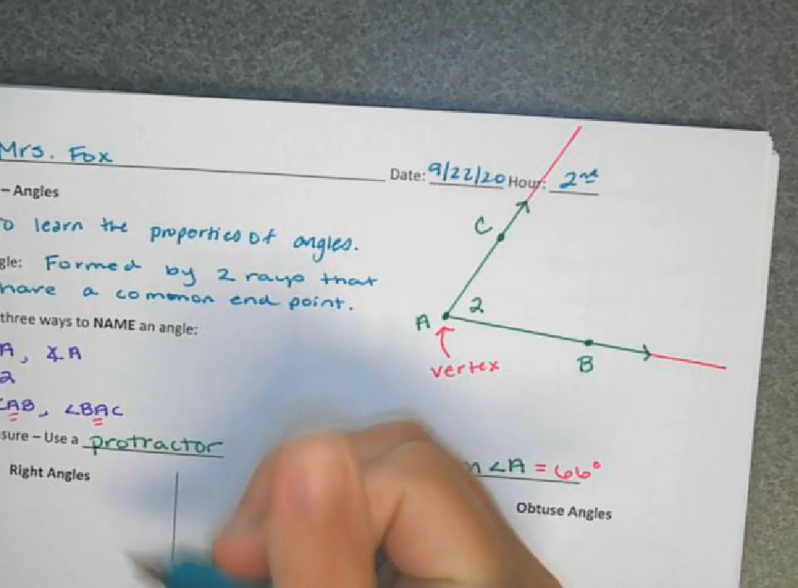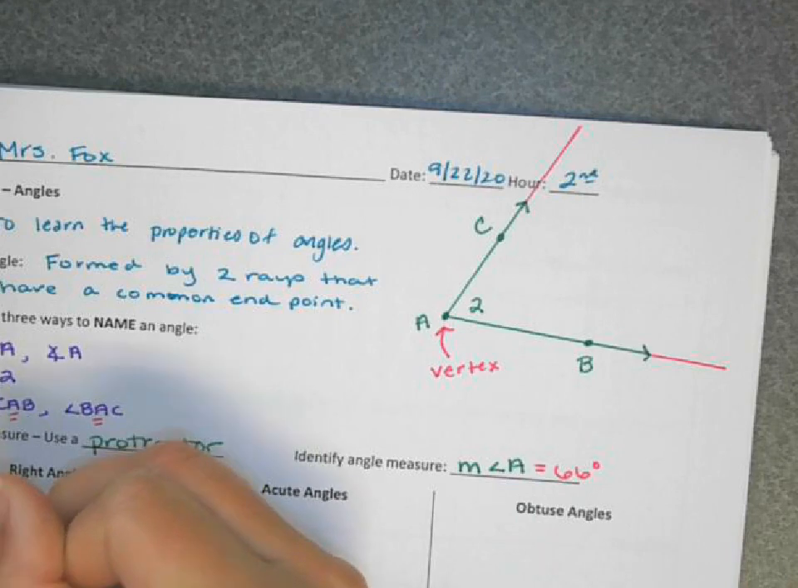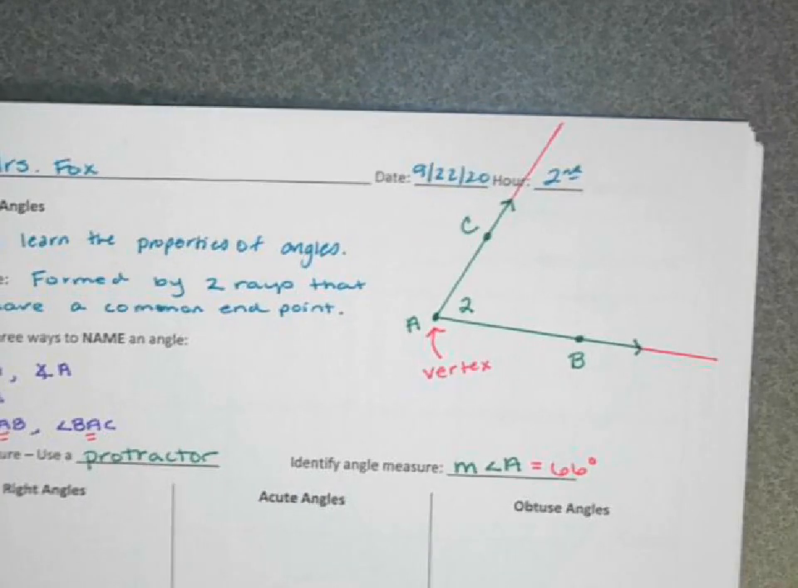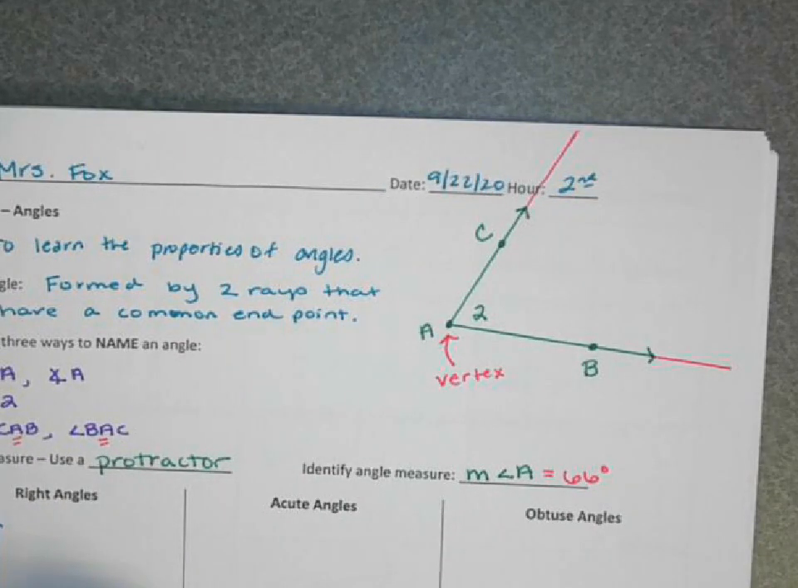So a right angle is going to look like this. It's going to be a 90-degree angle.